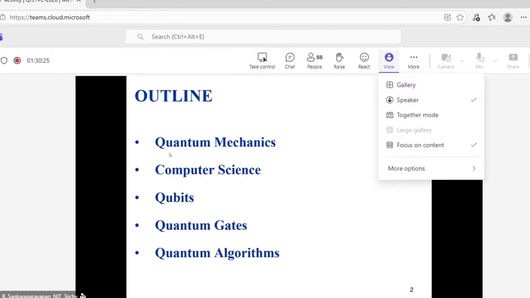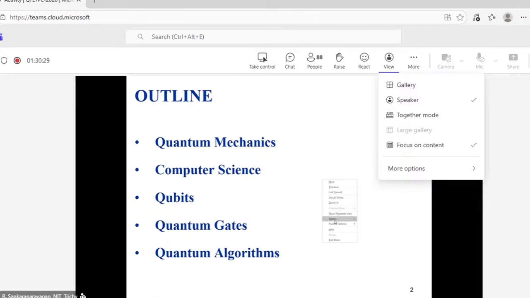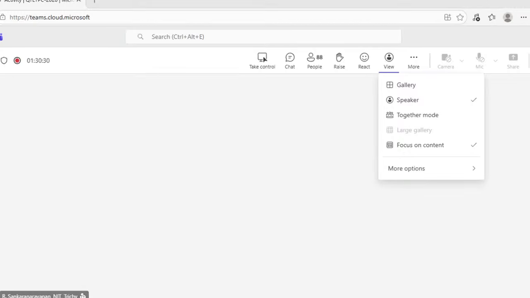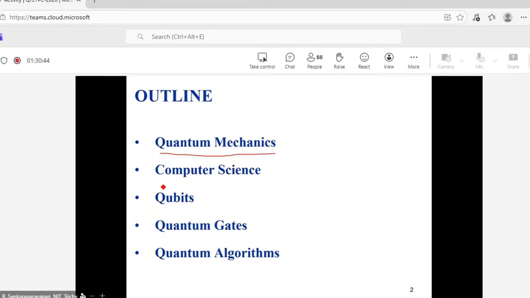The first one is the quantum mechanics, where I will discuss the mathematics required to understand quantum mechanics, the basic mathematics which is required to understand the quantum mechanics. And the second note is on the inspiration from the computer science. And the third and fourth are the fundamental building blocks of computation, which is qubits and gates.